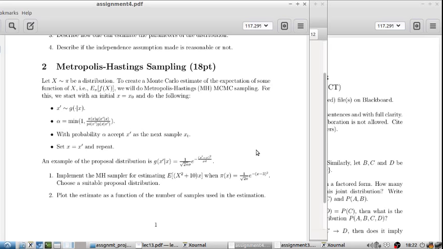No, why would it? Pi of x and pi of x prime will not cancel out. So you are actually doing something incorrect if you follow this. But let's see. I mean, it's okay, the flavor of the algorithm is the same.